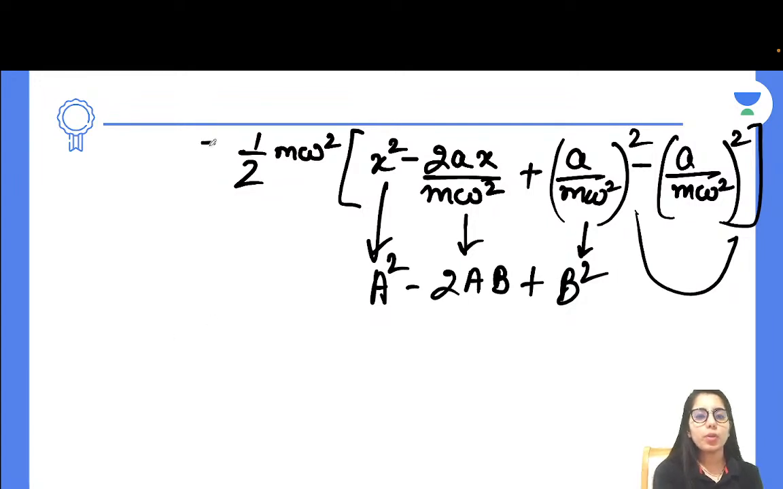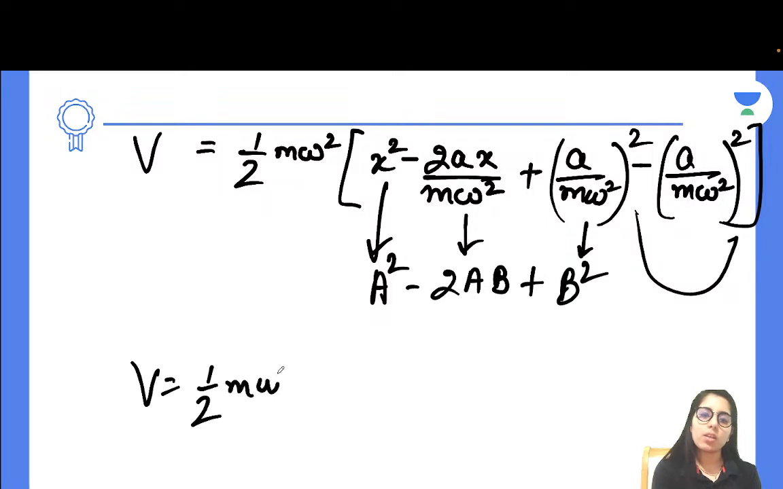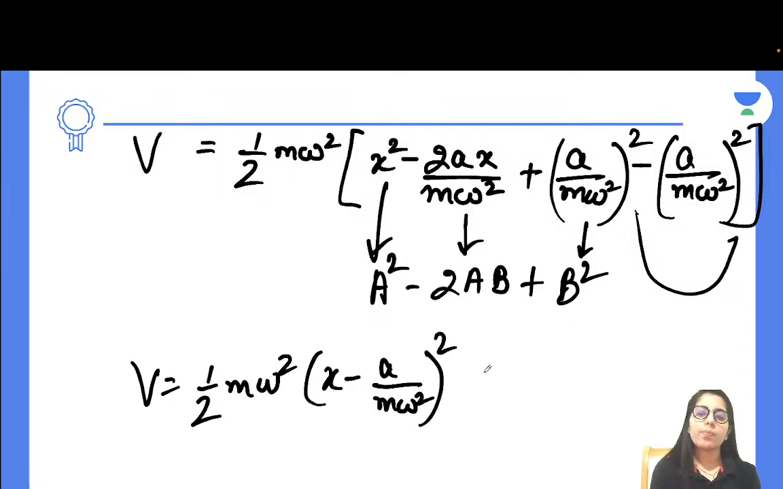This is how you are going to get the potential, the same as half m omega square (a minus b) whole square, that is (x minus a over m omega square) whole square. Then you will have minus of half m omega square, which will get cancelled out with one of the m omega square, so the remaining term will be this.